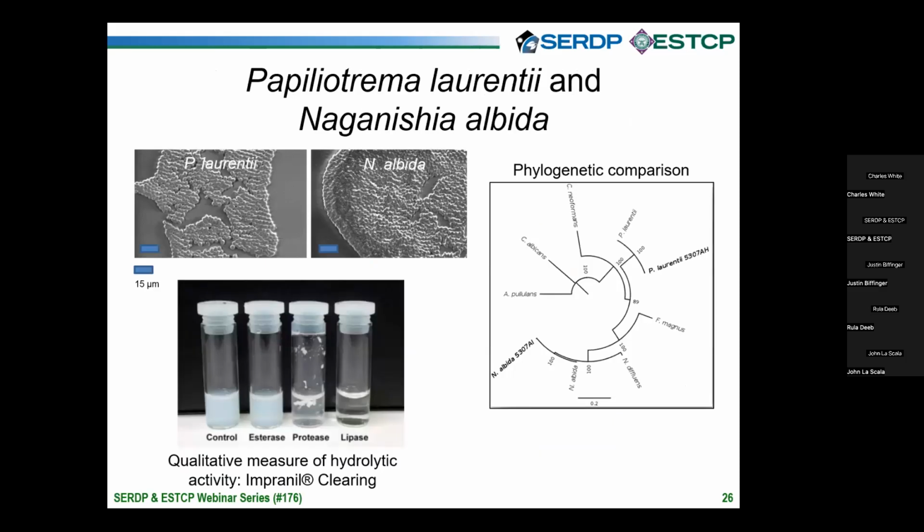For this presentation, we are only going to discuss 2 yeasts isolated by AFRL scientists, Papiliotrema laurentii and Naganishia albida. They were identified as being hydrolytic using a colloidal polyester from Covestro called Impranil, which is a good qualitative screening compound for hydrolytic activity, as is shown in the images below. However, these images also should give researchers some caution that, of these hydrolytic enzymes, clearing of Impranil is not a direct measure of all of the different types of hydrolytic activity. It's just a really good qualitative measure if you're looking to screen.